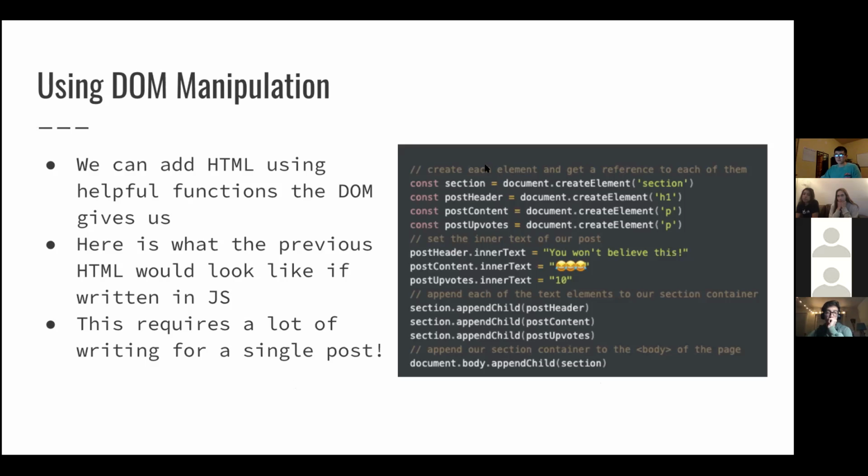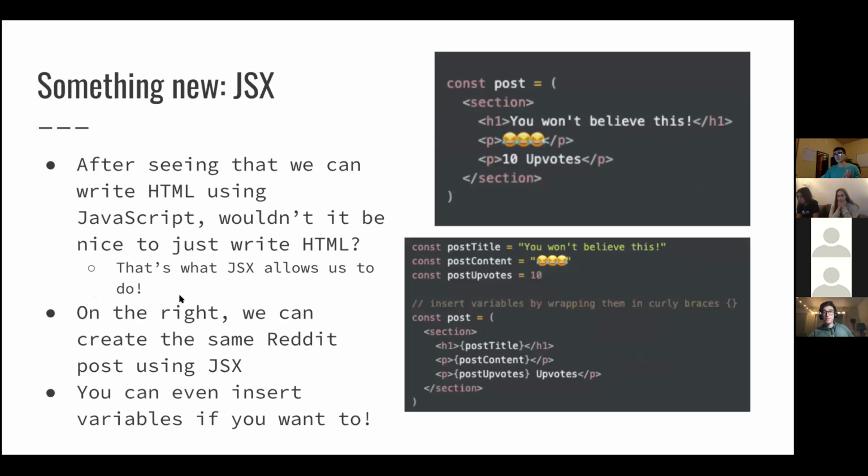And so this, as you can see, requires a lot of writing just for a single post. So wouldn't it be better if we could actually just write HTML? Because this is writing HTML using JavaScript. But what if we could actually write HTML inside of our JavaScript? Well, we actually can with JSX. And as you can see in these images on the right, this is JSX. You declare a const post, and you can just throw HTML in it just like that.